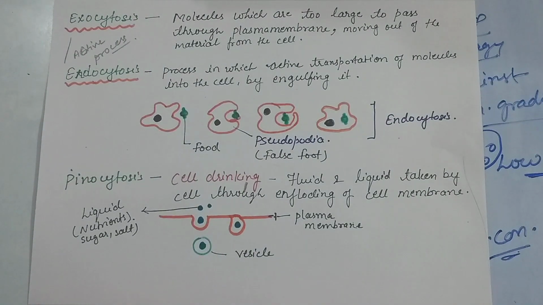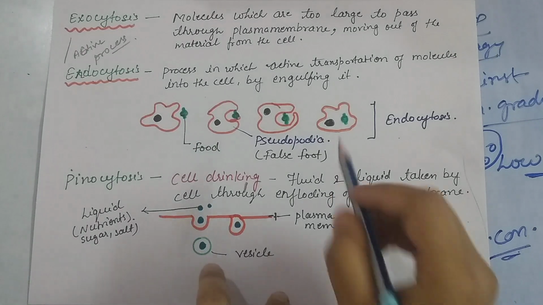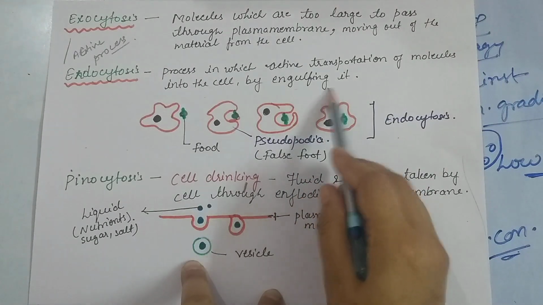So what happens in exocytosis? In this, material moves out of the cell. The cell moves out the material that is not required by the cell; it just throws that material out. And endocytosis is the opposite of exocytosis. The molecules are too large to pass through the plasma membrane.